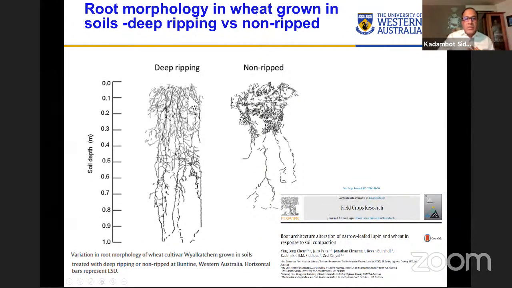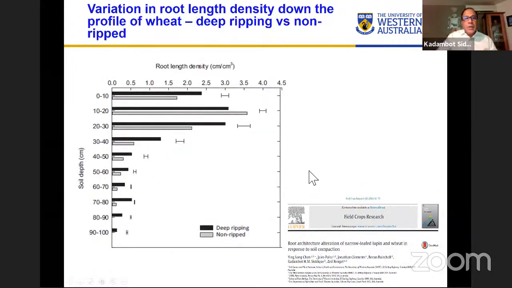So deep ripping, here you can see, helped the penetration, whereas the unripped area resulted in very poor yield, and so the farmers do practice deep ripping occasionally. But now with conservation agriculture, no-till technology, this is less so. That's also something we published in Field Crops Research. The same data show that in the case of deep ripping, with the black histogram, you can see it allowed the root system to grow deeper compared to the non-ripped.